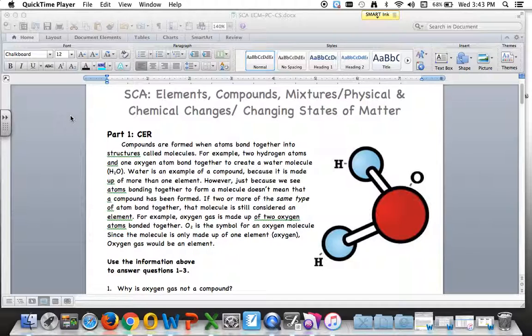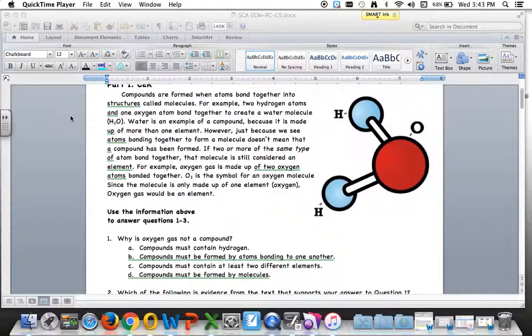However, just because we see the atoms bonding together to form a molecule doesn't mean that a compound has been formed. If two or more of the same type of atom bond together, that molecule is considered an element. For example, oxygen gas is made up of two oxygen atoms bonded together. O2 is the symbol for the oxygen molecule. Since the molecule is only made up of one element, oxygen gas would be an element. Use the information above to answer questions 1 through 3.